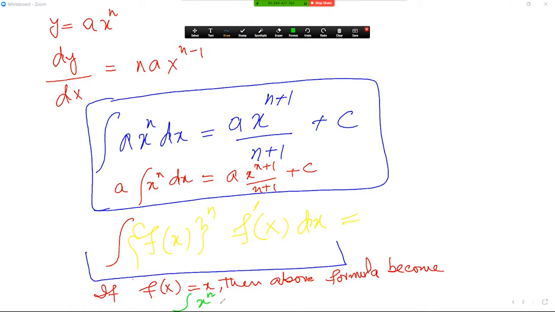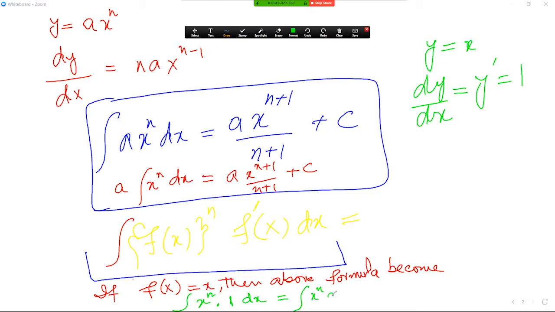And then what is f'(x)? f'(x) is the derivative of x. Let me ask you again. If y is equal to x, what is dy upon dx? It is 1. So y' is equal to 1, and in this case f'(x) becomes 1 dx. So what is the formula then? It becomes x^n dx.